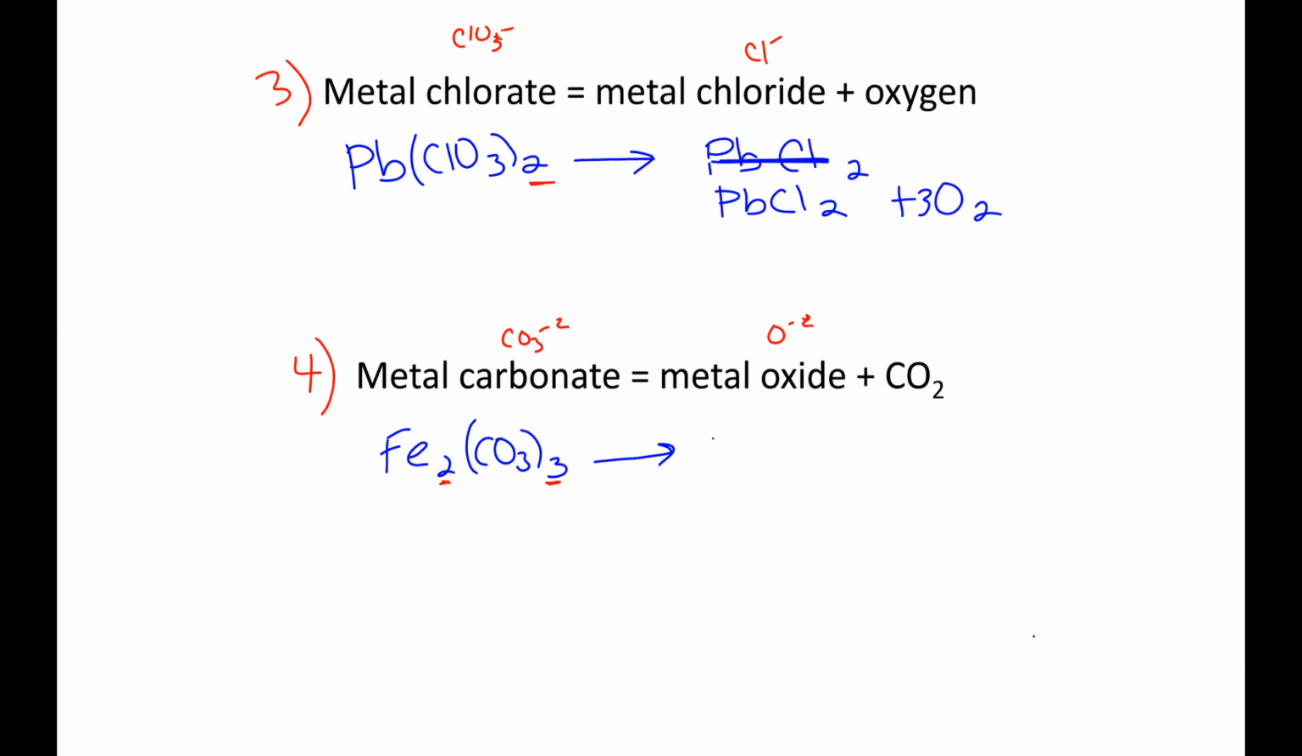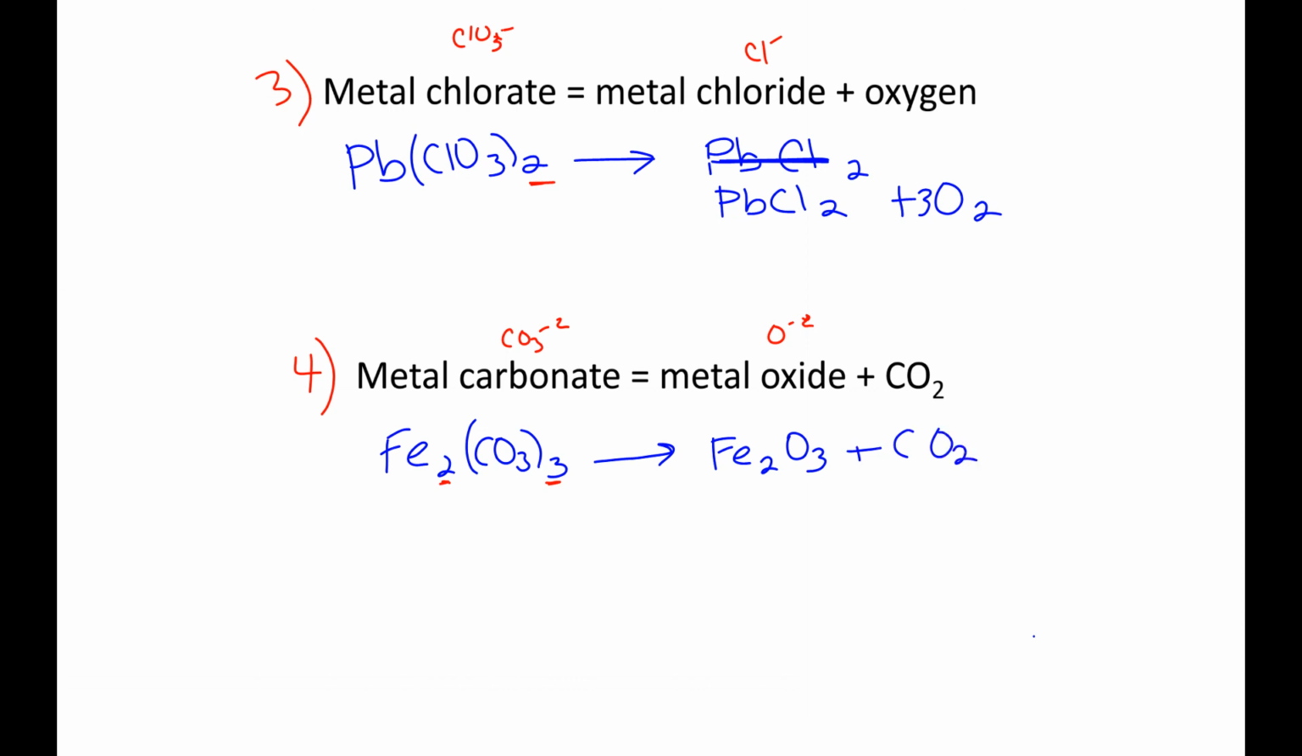So you're going to have the same number of the Fe's and you're going to have the same number of oxides as you have carbonates. So you're going to have 3 of them. We had 3 carbonates, we're going to have 3 oxygens plus CO2. Now we just have to balance it.